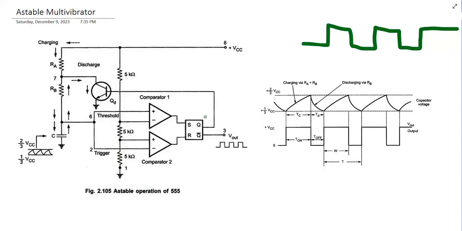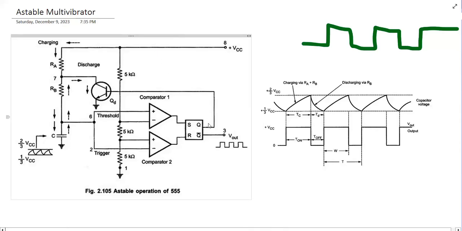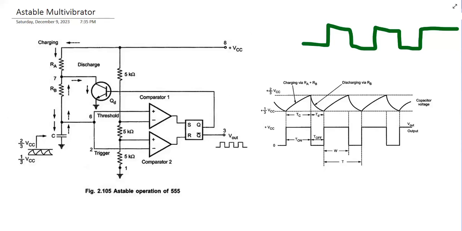So initially let us imagine the output will be 1. What happens when the output is 1? Here we know that it is connected to the gate of the transistor, and when the gate of the transistor is given a very high, it goes to saturation. When it goes to saturation, the capacitor will be discharging, so there is no path for the charging of the capacitor, so it starts discharging.